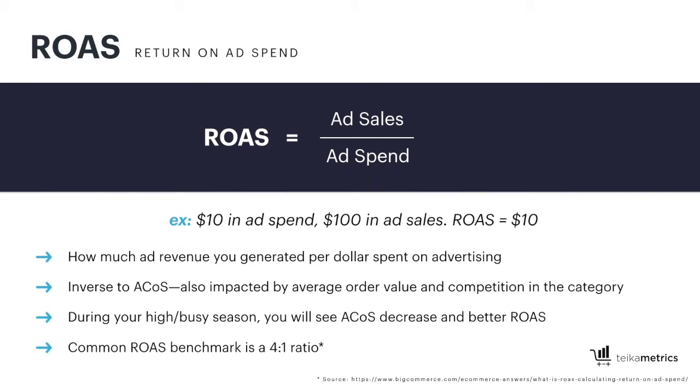So it's your ad sales over your ad spend, and it tells you how much ad revenue you generated per dollar spent on advertising. And basically a good way to think about this is, if you have a larger margin, you can survive on a lower ROAS. So it's going to be inverse to ACoS. It's basically that ratio flipped. If you have a high ACoS, you're going to have a low ROAS, whereas if you have a low ACoS, you'll have a high ROAS. So you'll see that relationship there.